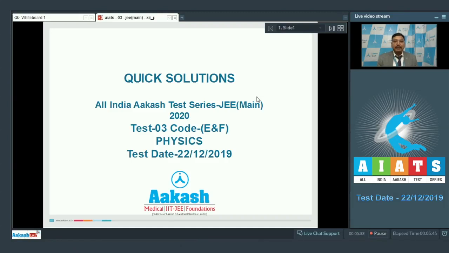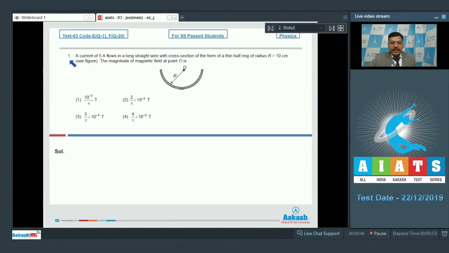Let's go to question number 1. Question 1 says, a current of 5 ampere flows in a long straight wire with cross section of the form of a thin half ring of radius r equal to 10 centimeter. See figure. The magnitude of magnetic field at point O is.